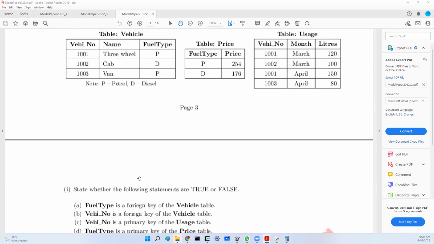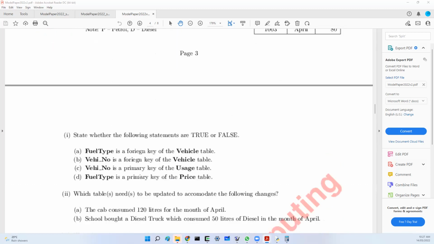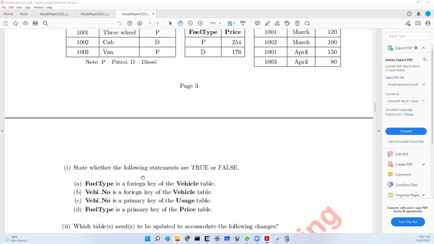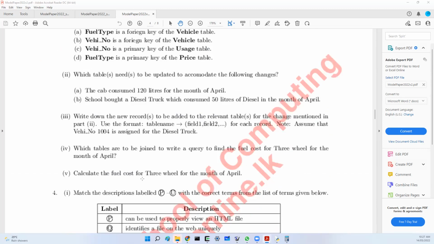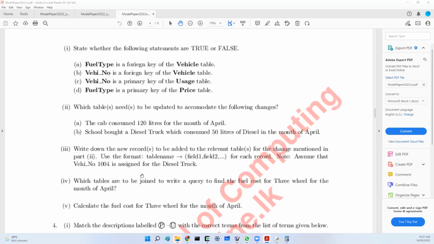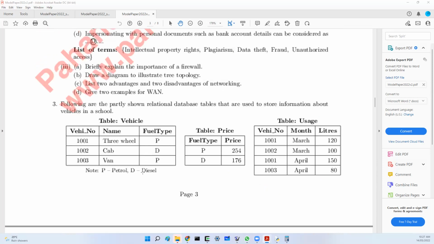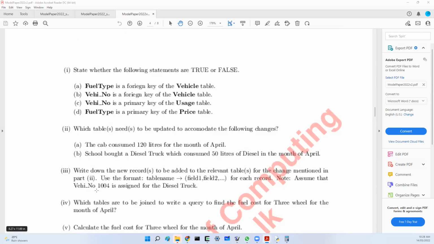Right. The next one. The school bought a diesel truck which consumes 50 liters of diesel in the month of April. It is newly bought, a truck, and it is diesel. The April consumption is given. So, vehicle table and usage table. Yes, vehicle table and usage table both we have to see.